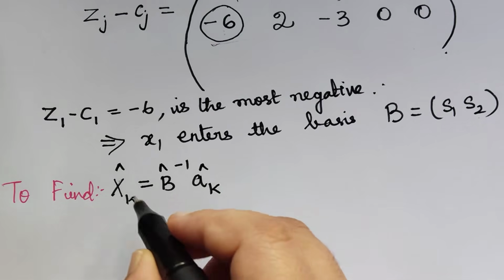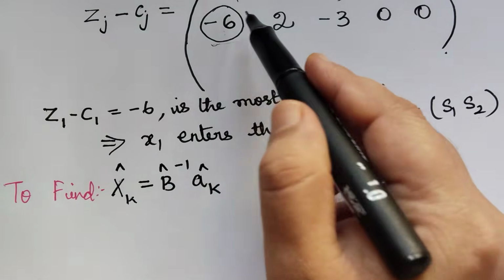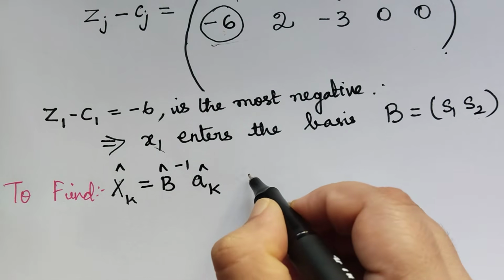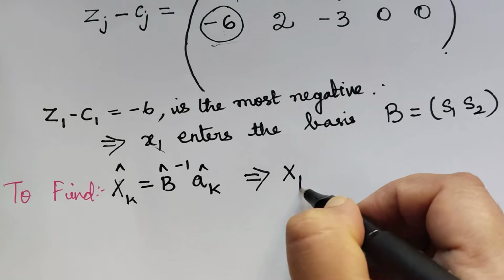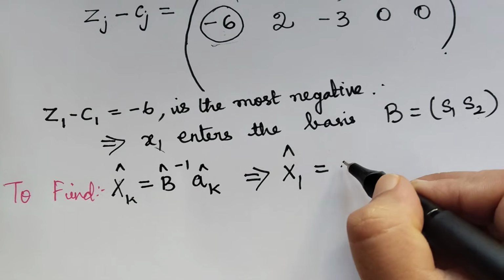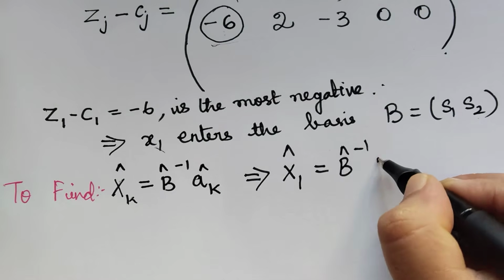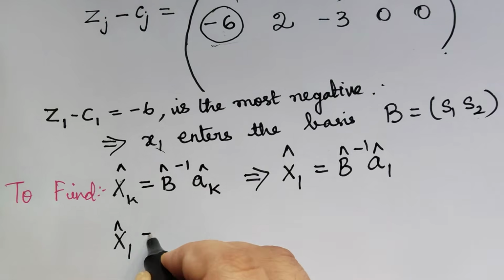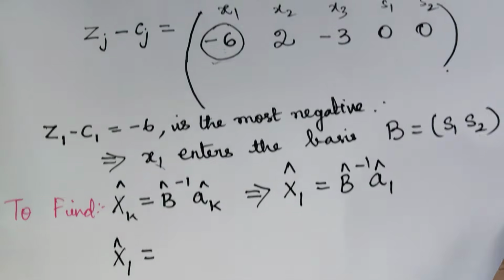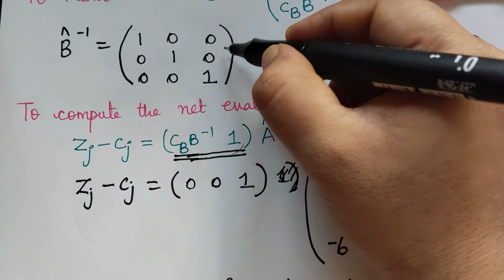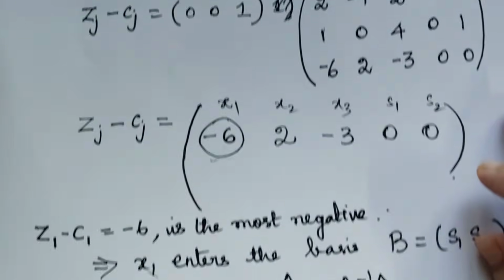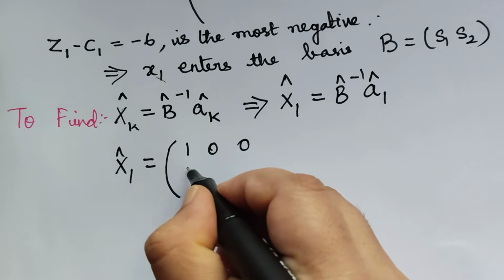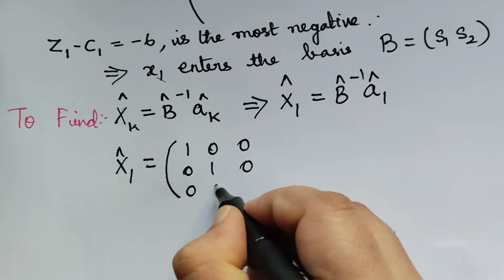Now xk cap, k is the value where x1 enters. Since x1 enters, this is xk, so k is equal to 1. So from this we have to evaluate x1 cap, which is equal to B cap inverse A1 cap. So therefore x1 cap will be equal to, what is B cap inverse? We know that it is the identity matrix. So B cap inverse is 1 0 0, 0 1 0, 0 0 1.